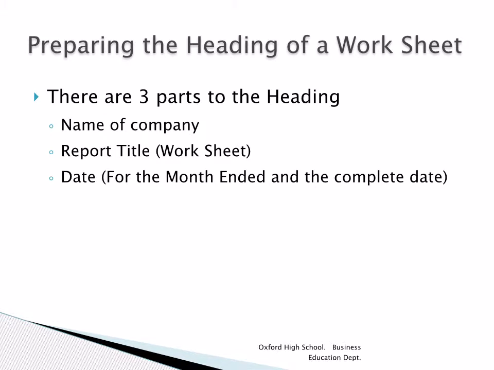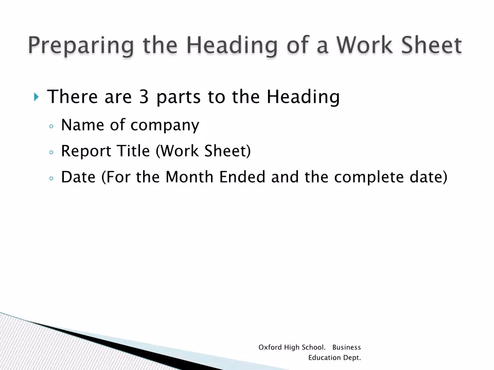The first step in preparing a worksheet is to prepare the heading of the worksheet. There are three parts to your heading. You have the name of the company on the first line, which is centered. The report title, which is a worksheet, is also centered. And the date, which is the third line. The date is written for the month ended and whatever month you're in. For instance, if it's February, it's dated the last day of the month, or even if it's November, the month in which we are in, would be for the month ended November 30th, 2011.